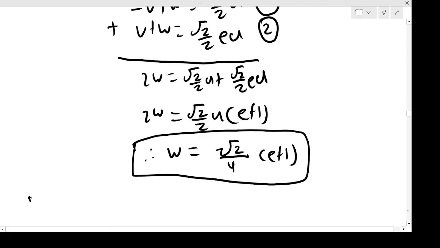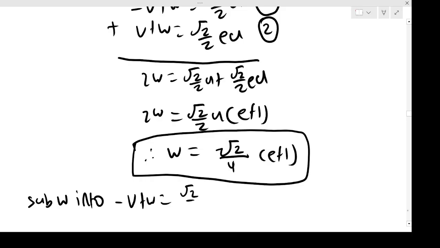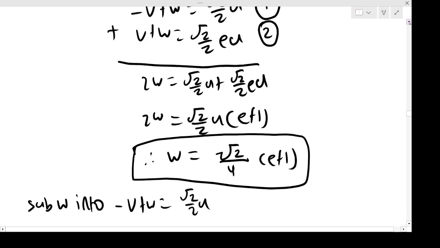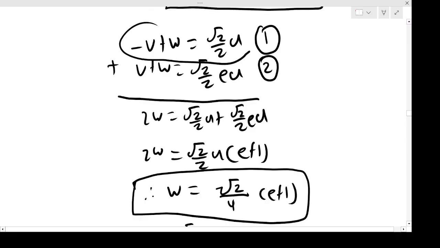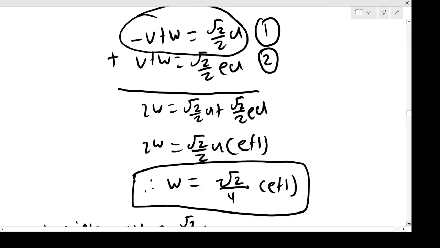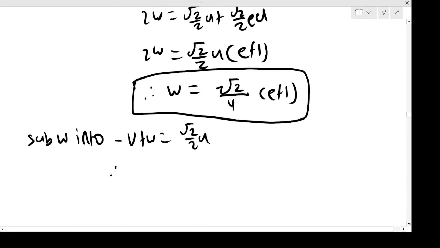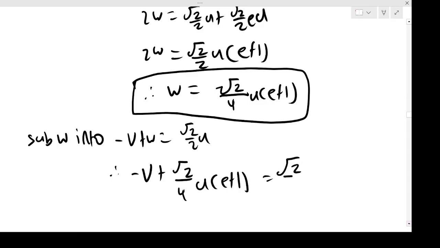Therefore, I can find V. I can sub it back into one of the equations. I'm going to sub W into minus V plus W, which is root 2 over 2U. So I'm going to sub it into the first equation here. Hopefully happy with that. So therefore, minus V plus W, the root 2 over 2. Oh, I should have included a U there, sorry. Root 2 over 4U, so root 2 over 4U of E plus 1, is root 2 over 2U.